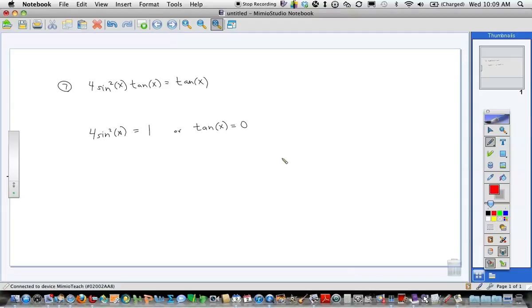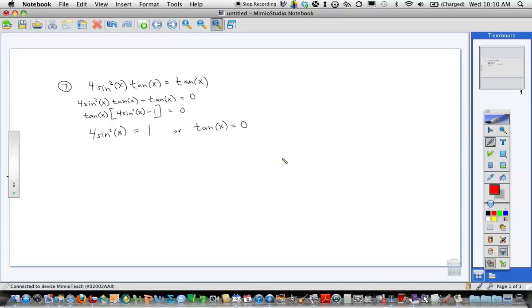Now the other strategy is to subtract tangent to the other side. So you get 4 sine squared x tangent x minus tangent x equals 0. That's probably the one you're more comfortable with. And then do what? Factor out a tangent. So you take out a tangent, and then you have 4 sine squared of x minus 1 equals 0. And then what? You set each one of those equal to 0, and then you end up at the same place. Okay? So either one of those is okay.